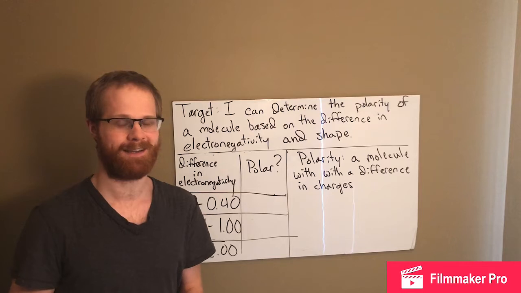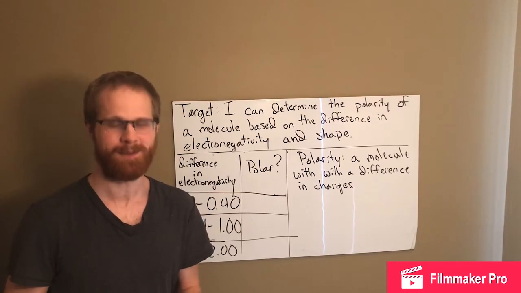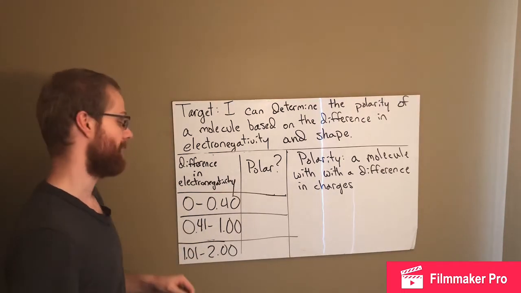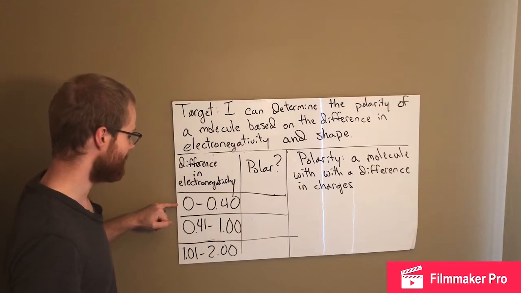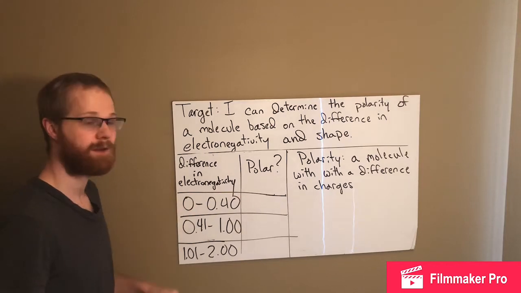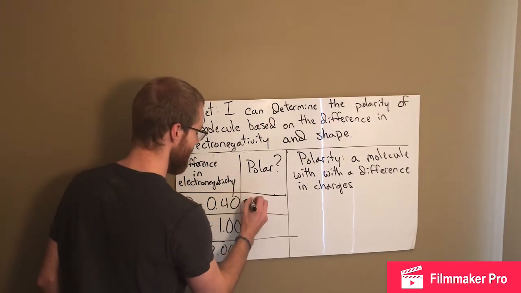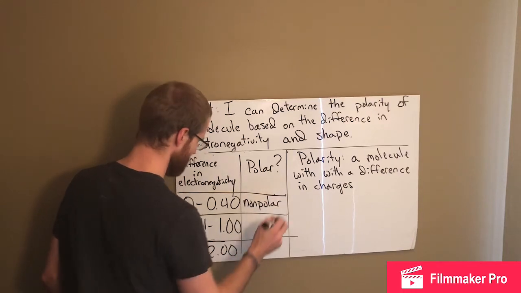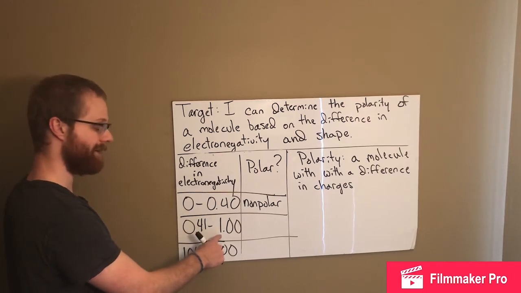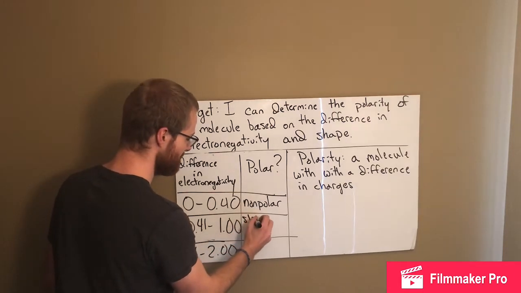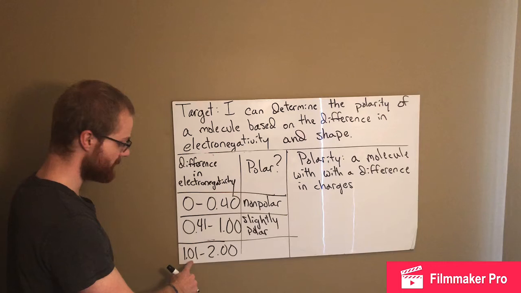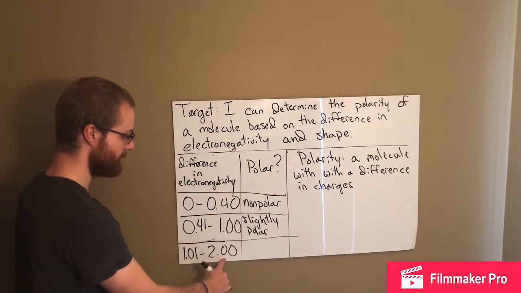You do not need to memorize any of these values. They will always be provided. You do need to memorize this secondary table because it's so much smaller and it's not too bad. Basically, if there is a difference in electronegativity between 0 and 0.4, it is what we would refer to as non-polar. If there's a difference in electronegativity between 0.41 and 1, it is slightly polar. And if there's a difference in electronegativity of 1 to 2, it's polar.